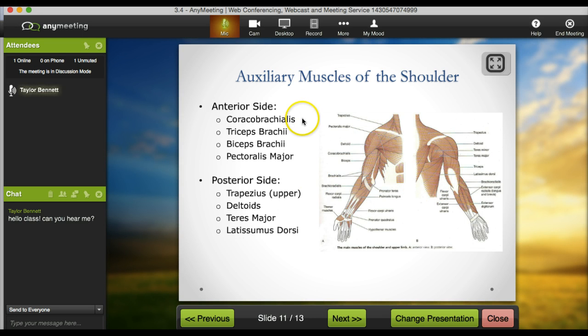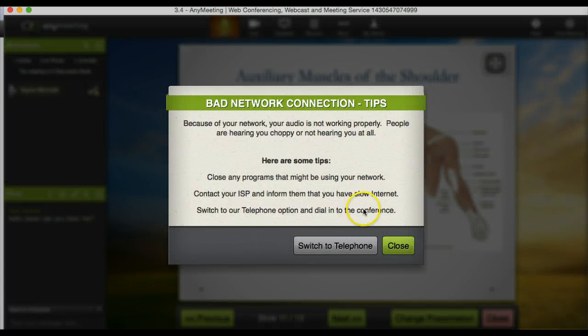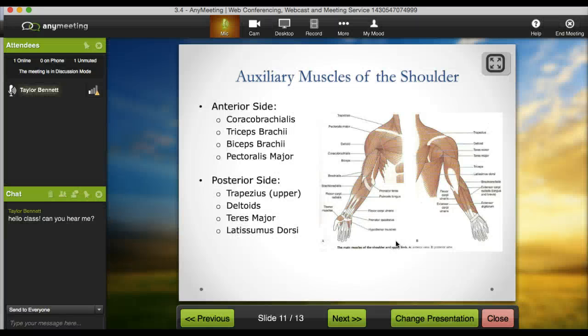We got the coracobrachialis, triceps brachii, biceps brachii. Everybody loves a good biceps, right? And the pec major. So these guys minus the coracobrachialis, this helps with the beach body, right? Yes, yes, indeed.